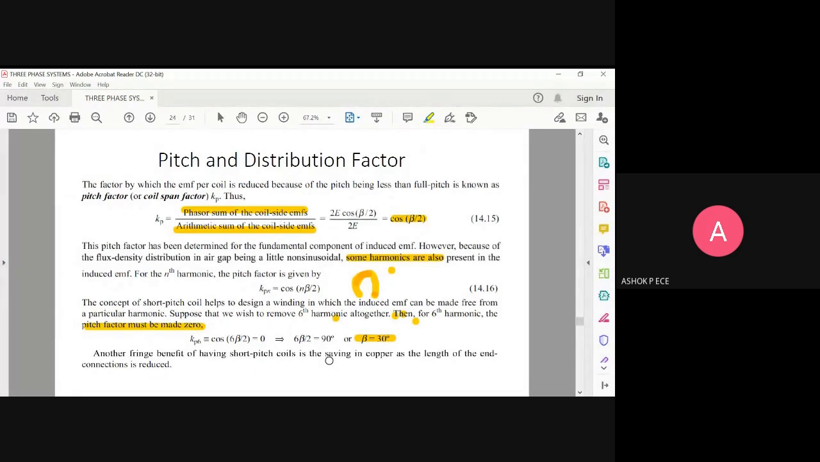Only the first harmonic is called your fundamental frequency. That is your required frequency. All other harmonics are integer multiples of your fundamental frequency. See here n into beta: this n can be 2, 3, 4, 5, etc. n equal to 1 means it is your fundamental frequency. If you want to reduce harmonics, you use short pitch coils, which will save copper as well as the length of the connection. So if you use a short pitch coil, you can eliminate the effects of harmonics in your induction motor.